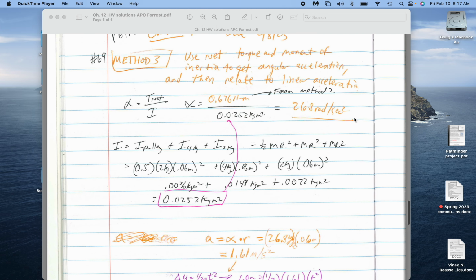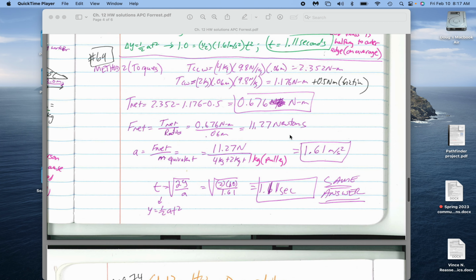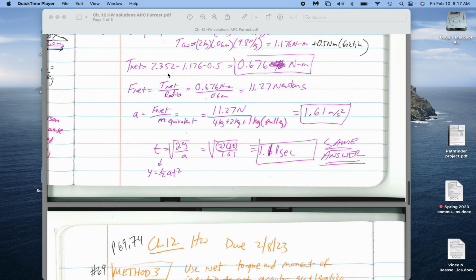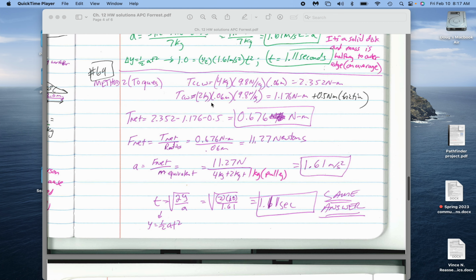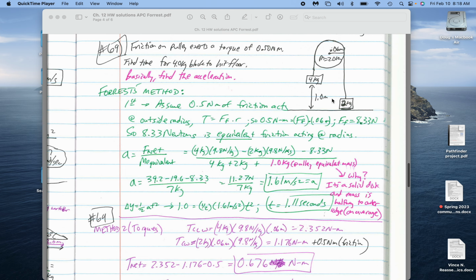I'm thinking of using net torque and moment of inertia to get angular acceleration and then relate that to linear acceleration. Here, I'm going to use torques and essentially use that, converting torques to forces and getting my linear acceleration from that. And then here I did my sort of cheat method where I'm essentially thinking of everything linearly and converting the mass of this disk to an equivalent mass as if it were acting in a straight line.